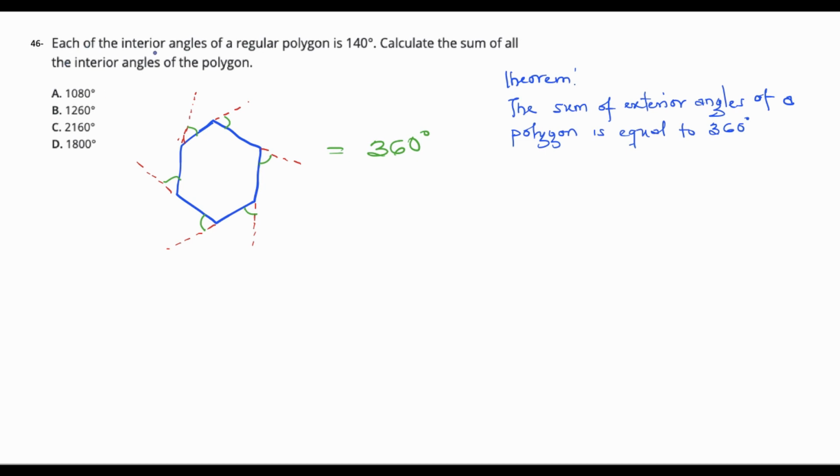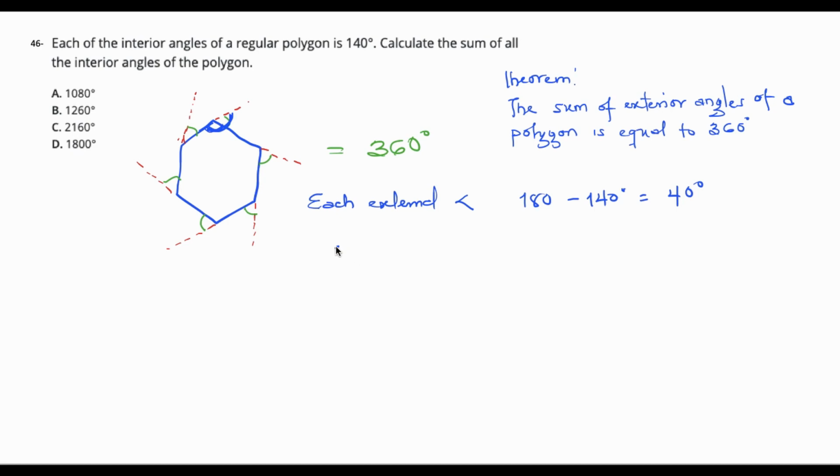Now, how does this help us with calculating this? We're told that each of the interior angles of the polygon is equal to 140 degrees. We know that the sum of angles on a straight line is equal to 180 degrees. So the total angle right here is equal to 180 degrees. And we're told that each of the internal angles of this polygon is 140 degrees. That means each of the external angles is equal to 180 minus 140 degrees. So each external angle for this polygon is equal to 180 minus 140 degrees, which is equal to 40 degrees.